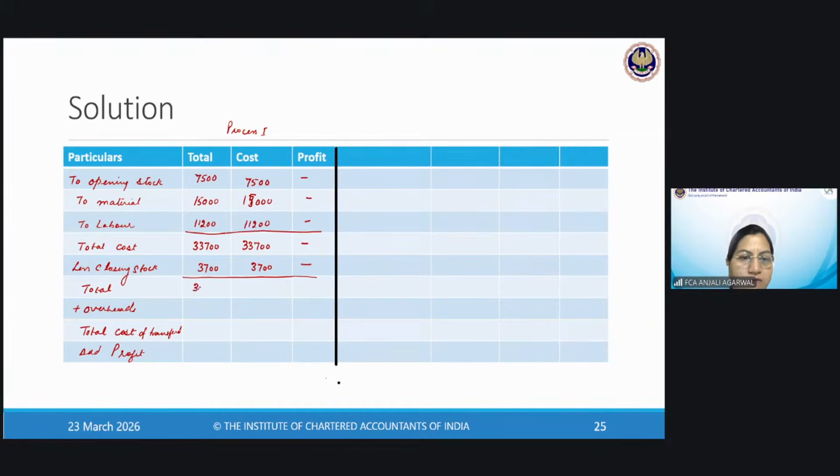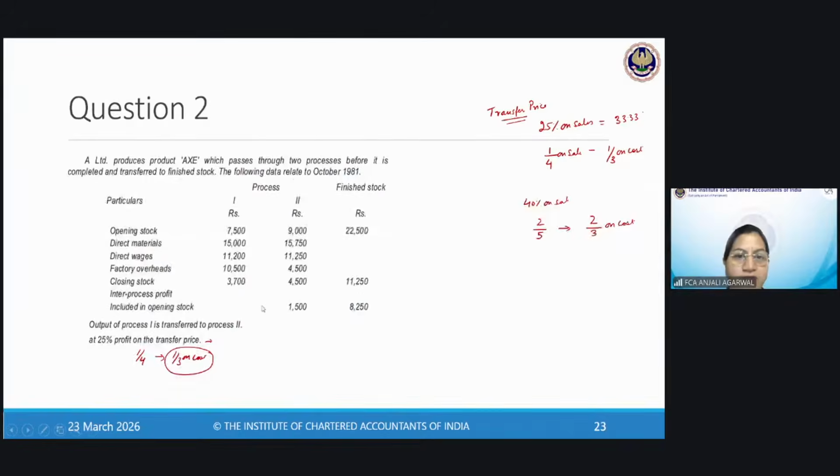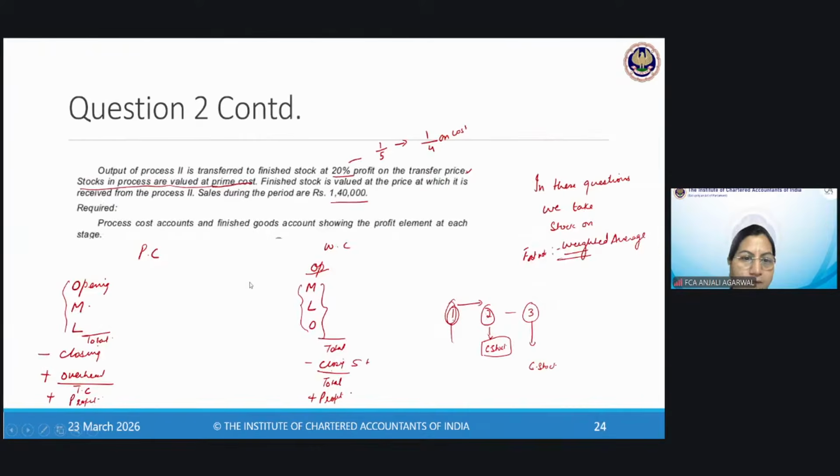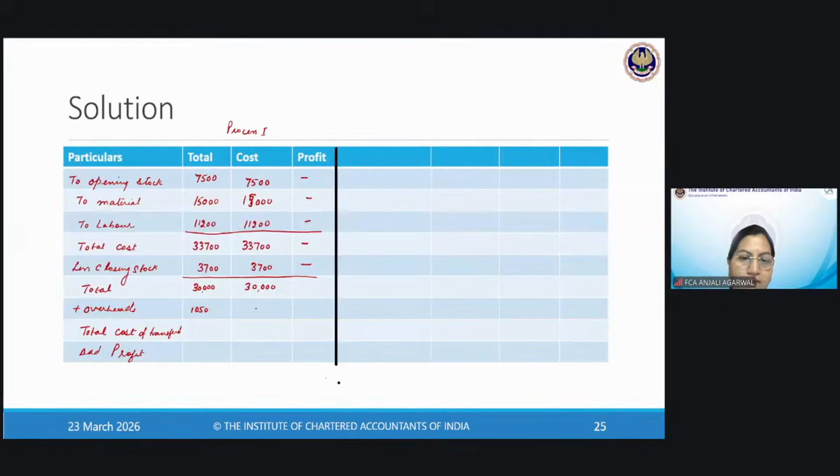So 30,000 of opening raw material and wages moves to the next process. On this, we incur overheads of 10,000, which is all cost, no profit. So total 40,500 worth of goods will move to the next process, which has all cost, no profit.